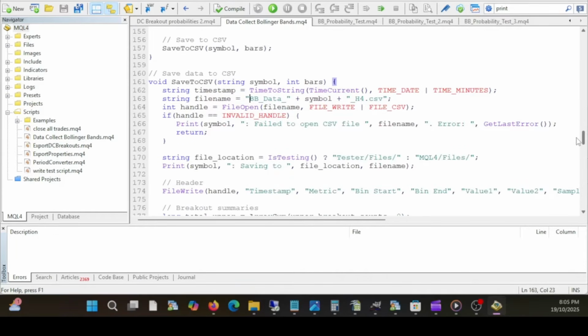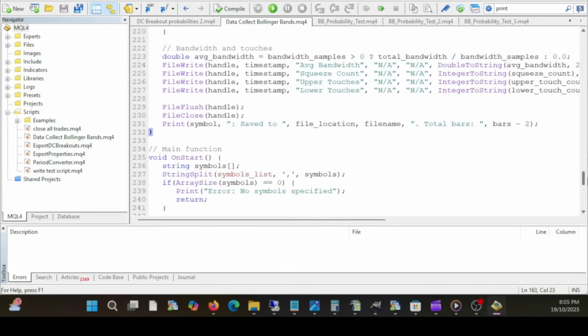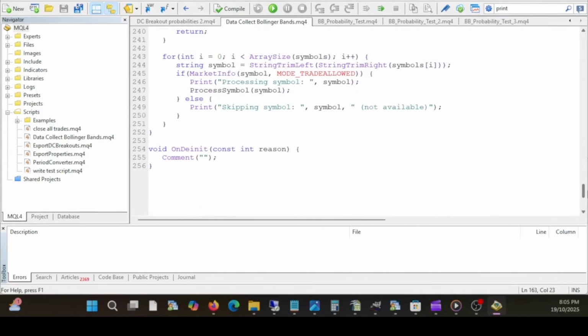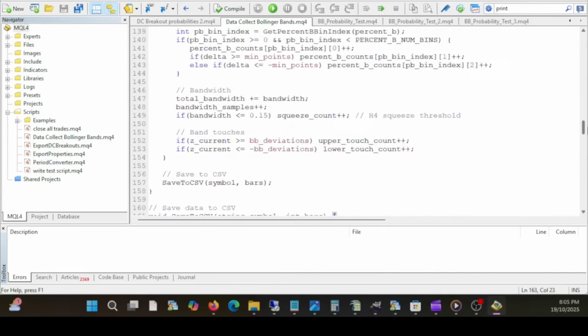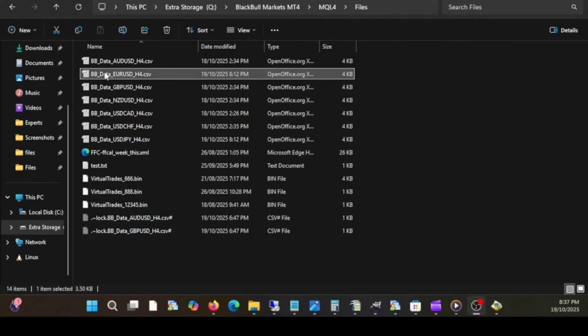Continuation is when the price moves greater than 5 pips in the breakout direction, and reversal is when the price moves greater than 5 pips, opposite. A neutral movement is where there is no firm price movement. We set min points equal to 50, which is 5 pips on a 5-digit broker. This is to define significant moves based on Forex volatility. The script outputs a spreadsheet file like BB data Euro US dollar, H4, with probabilities.